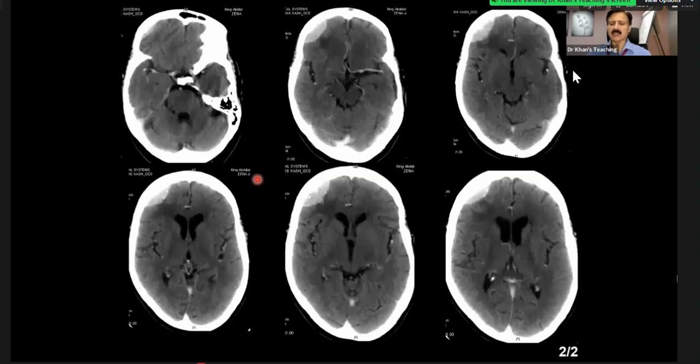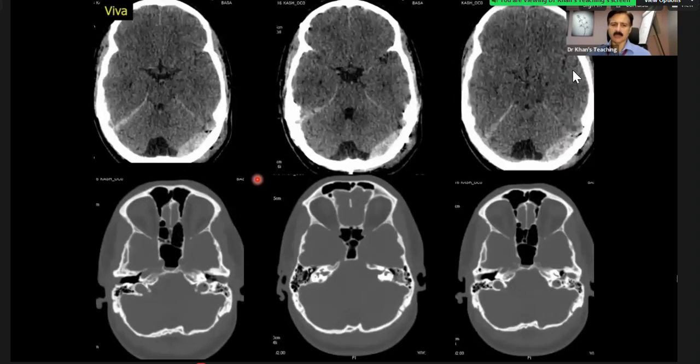Give contrast. And this is a meningioma. Okay? This is your last case, and candidate 7 should be ready then.